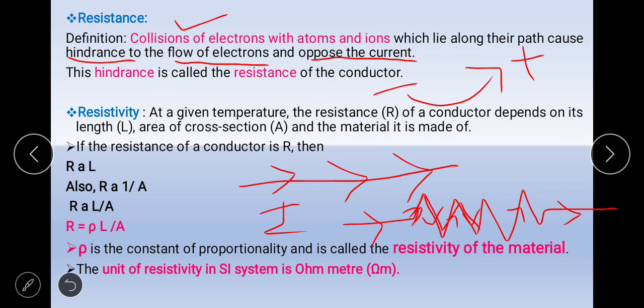Moving electrons strike the atoms and ions which lie along their path. Since they strike the atoms and ions, the speed of the electrons gets reduced and hence there is less flow of current. So such collision causes the hindrance to the flow of electron. And when there are obstacles, those are called hindrances, there will be an opposition to the flow of current. This opposition to the flow of current, or hindrance, or an obstacle in the path of the flow of current is called the resistance of the conductor.